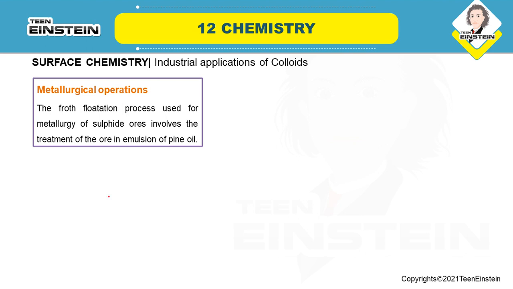Metallurgical operations. Fourth, the flotation process. The details of this process will be discussed in metallurgy, that is a completely different chapter, but remember it is an important process in metallurgy, that is the extraction of metals from ores. This process is used for metallurgy of sulfide ores, and it involves the treatment of the ore in an emulsion of pine oil. Okay, so this is an application in metallurgy.